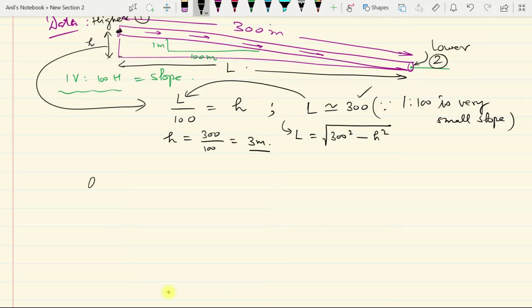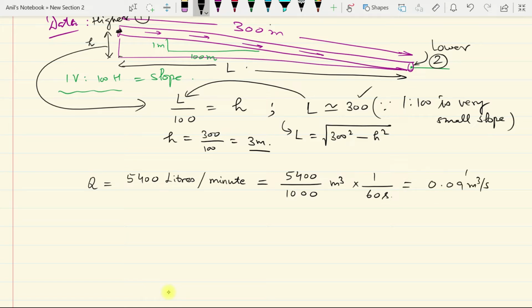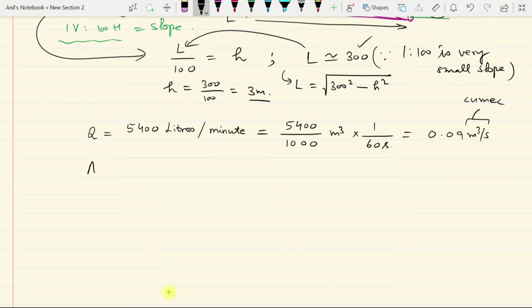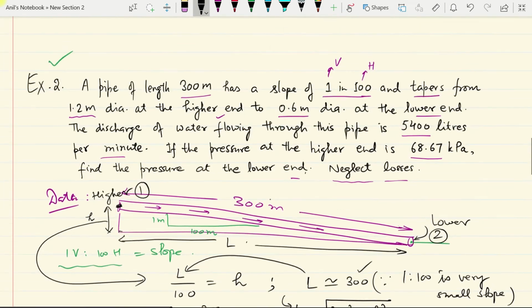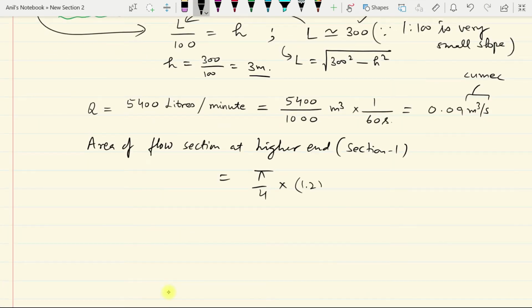Now we will calculate the discharge first of all, and we know discharge is given as 5400 liters per minute. In terms of meter cube per second, we get it by dividing by 1000 to make it meter cube, and to make minutes to seconds we divide by 60. So we get 0.09 meter cube per second, which is also called cumec. Now the area of cross section, also called the area of flow section at the higher end, which is section 1, can be obtained by pi by 4 into diameter at higher end, which is given as 1.2 meters. Square of it comes out with 1.131 meters square.